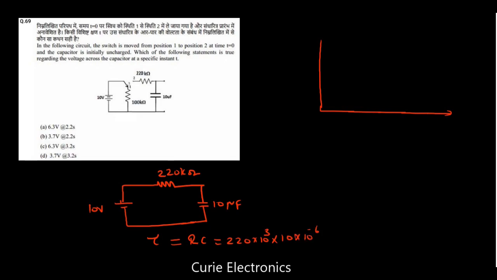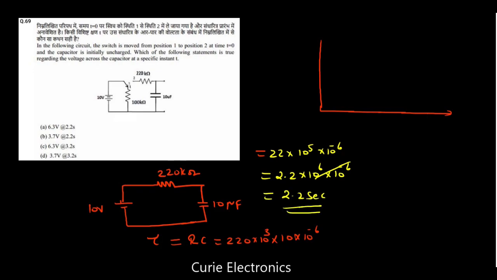I'll write it here. We can write it as 22 multiplied by 10 to the power 5 into 10 to the power minus 6. If I write 2.2, then I can write 10 to the power 6 multiplied by 10 to the power minus 6, so these two cancel. It is 2.2 seconds, the time period of one time constant.